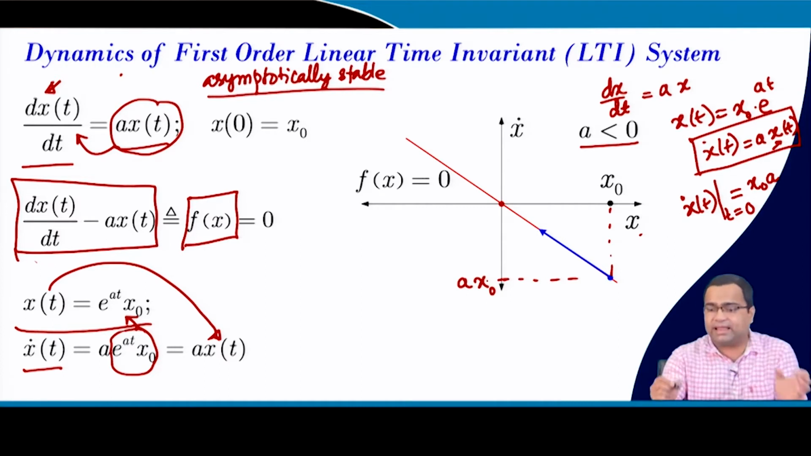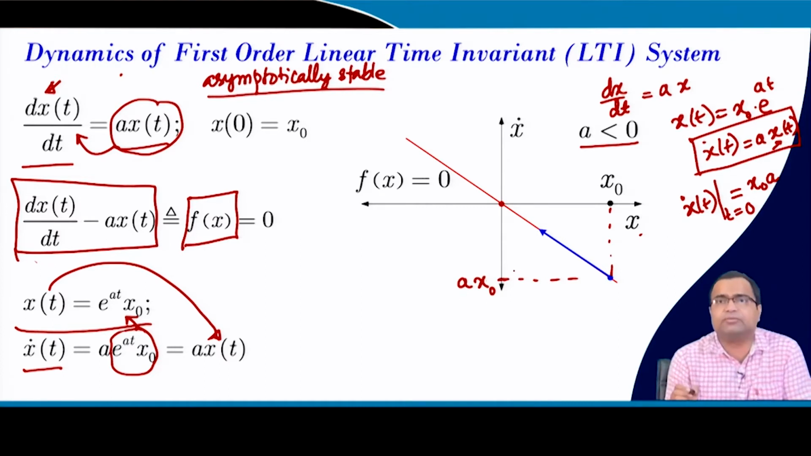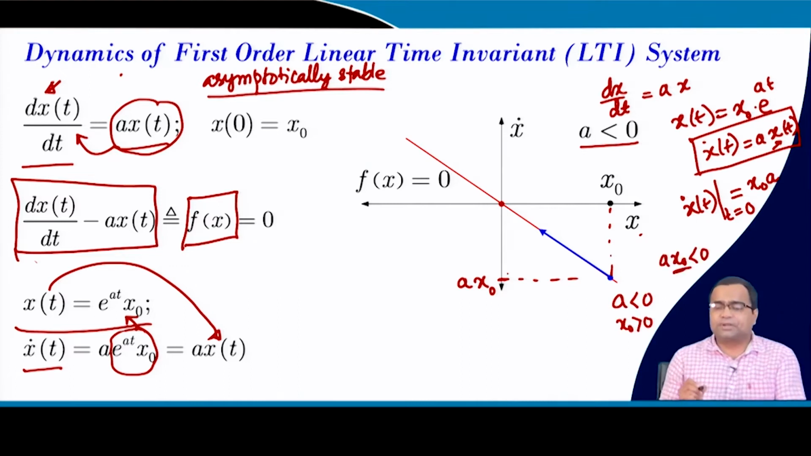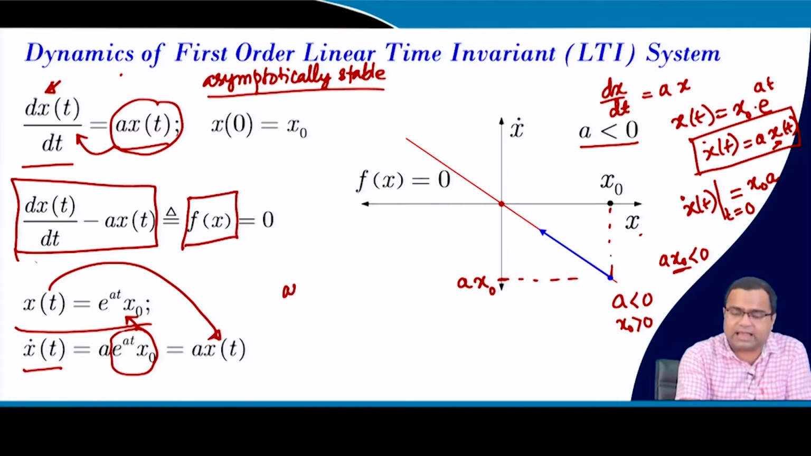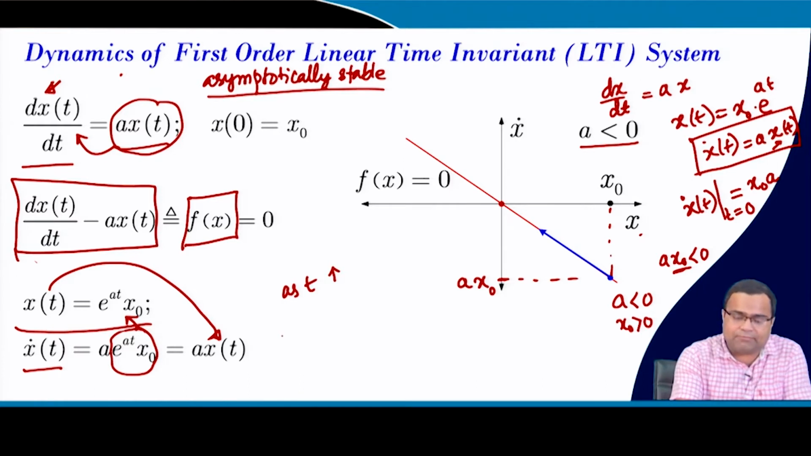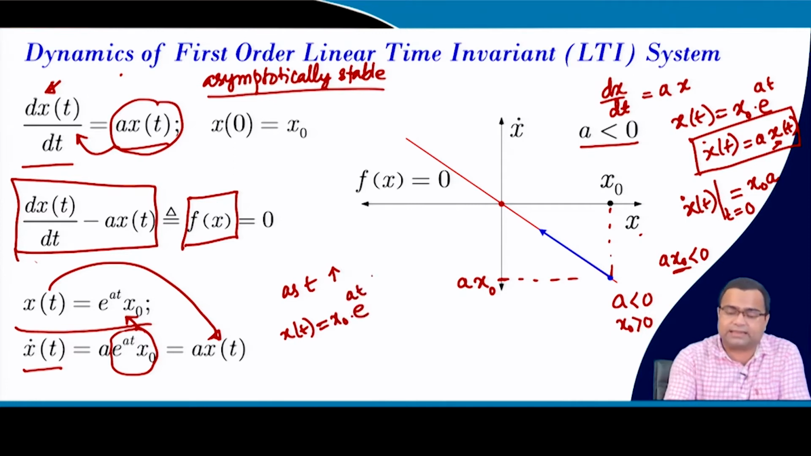Since A is negative and x0 is positive, this quantity A into x0 must be negative, and this is coming here. Then as time t increases, we will find that x of t, which is nothing but x0 into e to the power At, since A is negative, this quantity will decrease. So, this quantity will decrease in this direction.